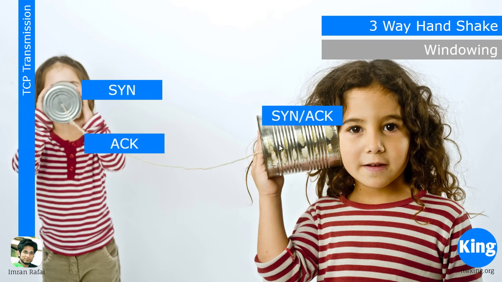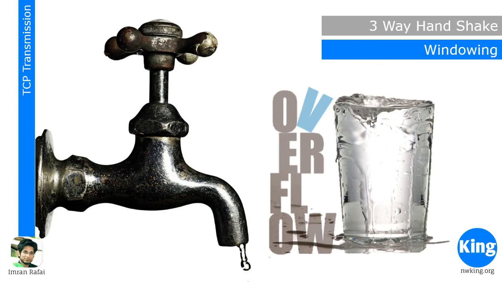So at this stage, device A has sent a sync and received an acknowledgement and also received a sync. Device B also has received a sync and it also received an acknowledgement. So both of them have received a sync from the other device and an acknowledgement for their own sync message. Now at this stage, we say the connection has been established. This is the basic three-way handshake in a TCP transmission. Next we will deal with TCP transmissions windowing technique.